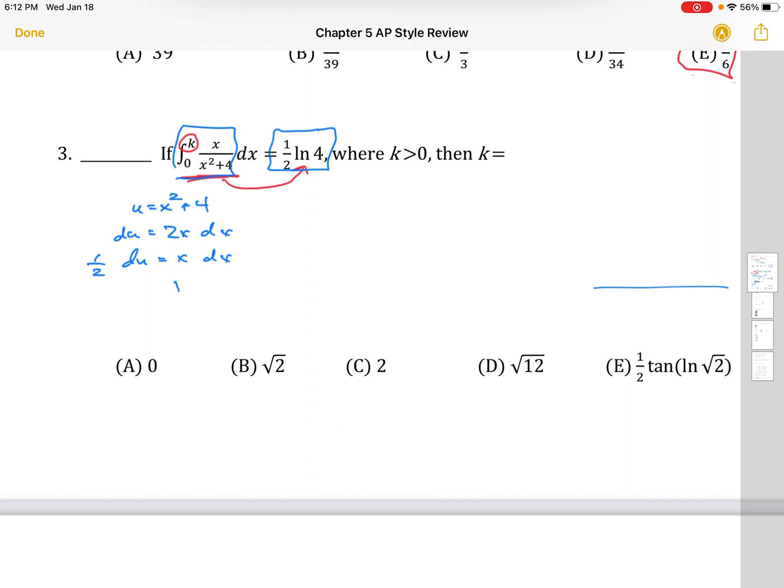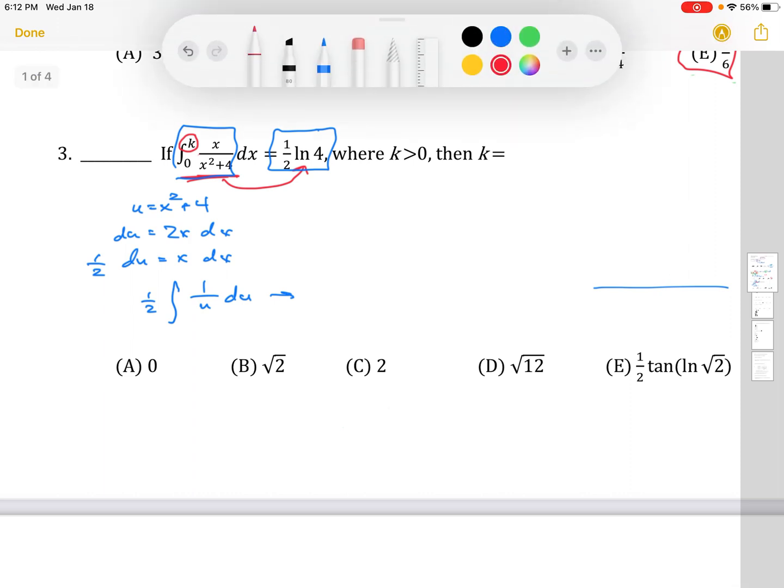If I rewrite this, I have 1/2 times 1 over u du. And now I can integrate it. If I integrate it real quick, that would give me 1/2 natural log of the absolute value of x squared plus 4. When you have a definite integral, your first step is to integrate. We did that, and now we need to plug in these limits. So I have 0, and I have k.